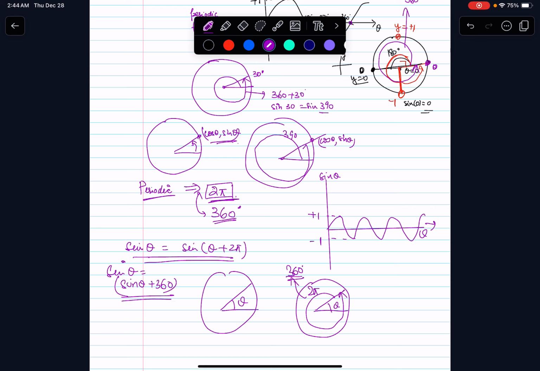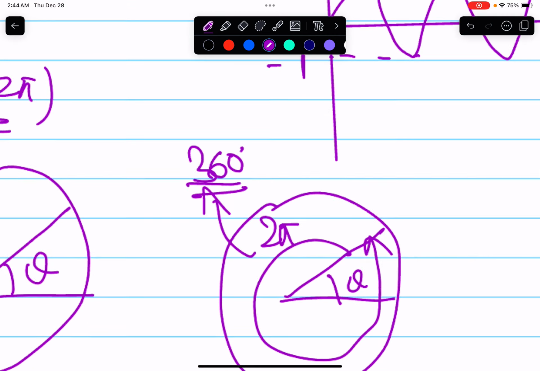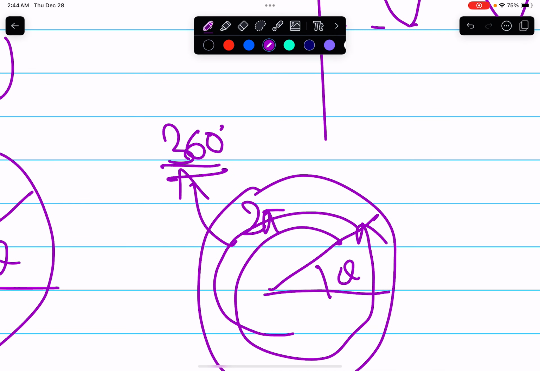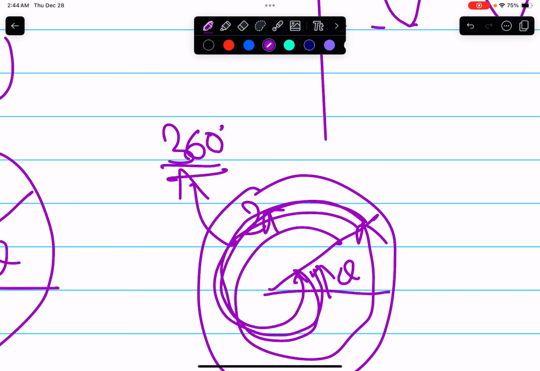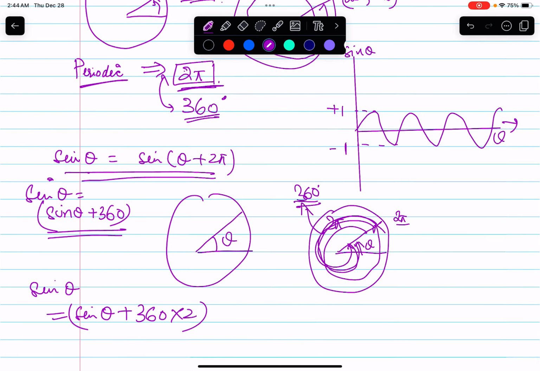Okay? And this can also mean that sine of theta is equal to sine of theta plus 360 times 2, right? Instead of making only one revolution, you can make another revolution. You can make 1,000 or 1,000,000 or 1,000,000,000 revolutions, which are multiples of 2 pi, and you end up at the same point.